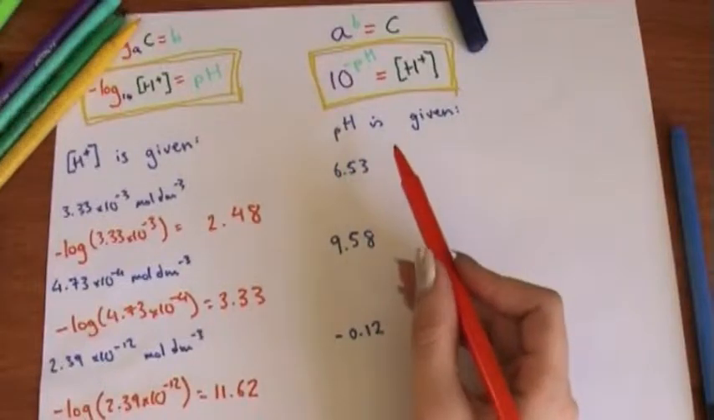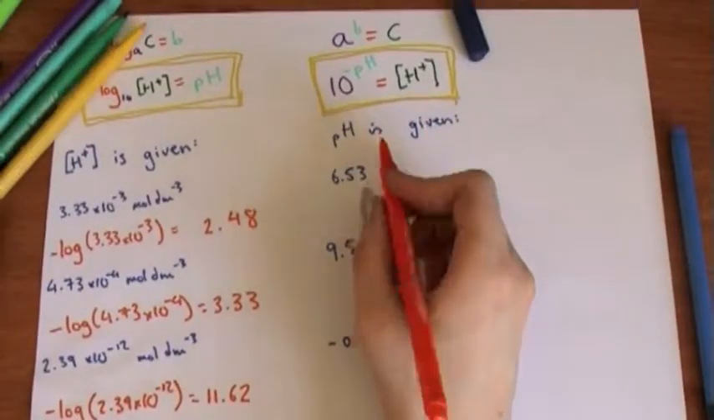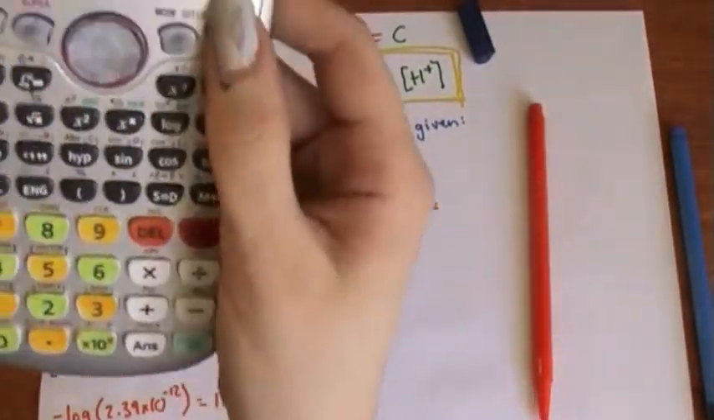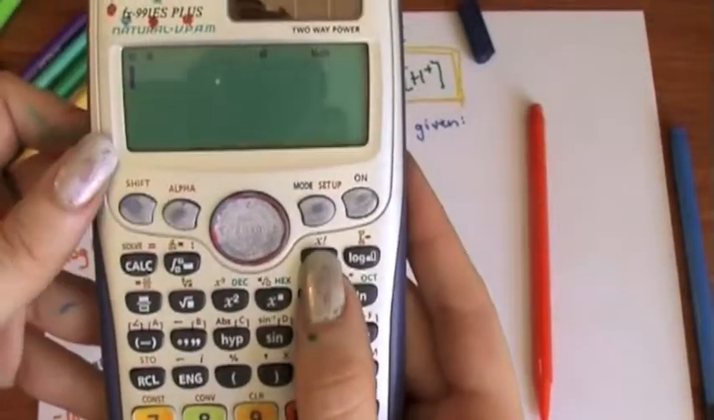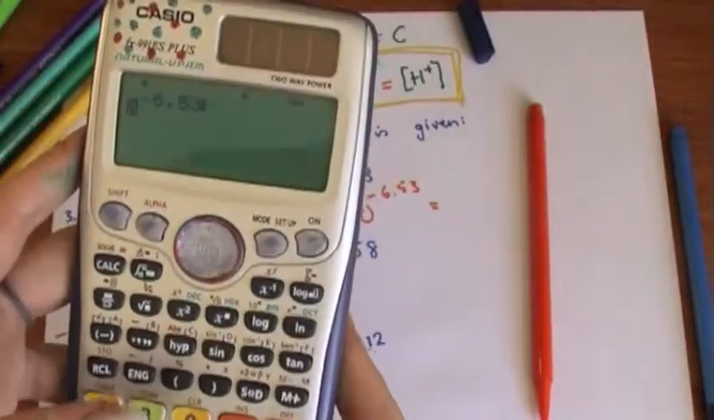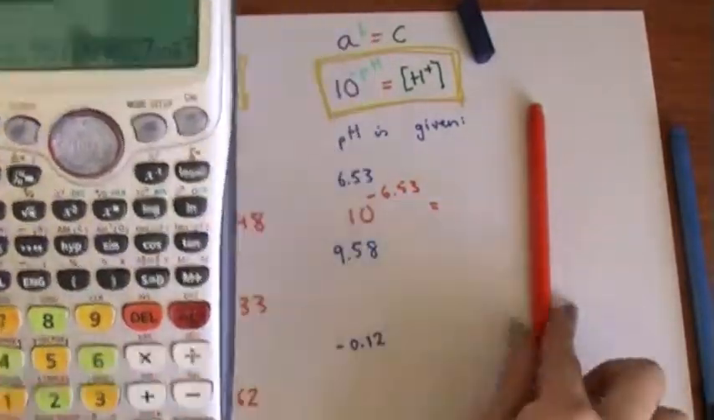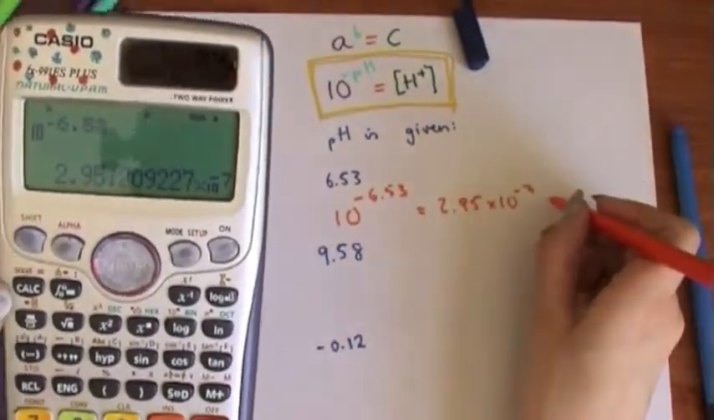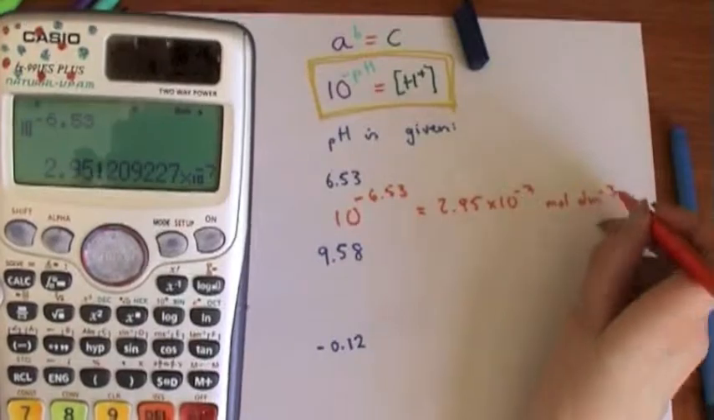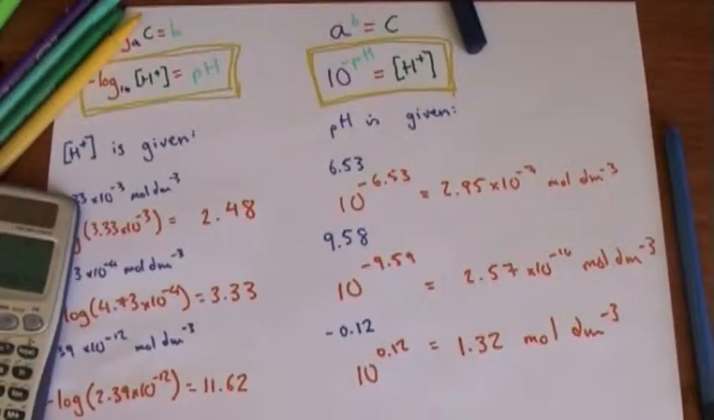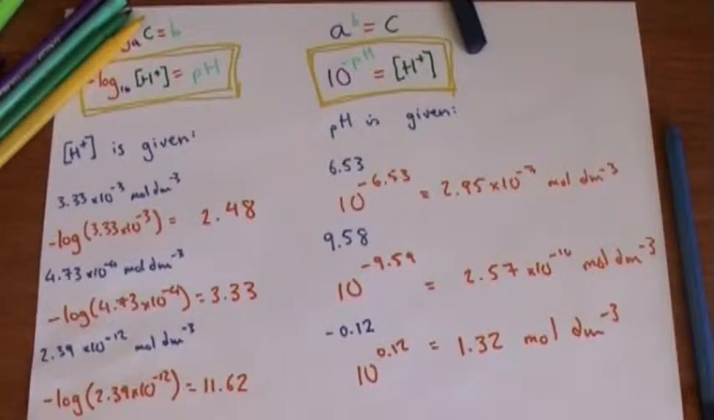Then here, our pH has been given, so we're going to use this equation. 10 to the minus 6.53. If you press shift log, it comes up 10 to the power of something, is equal to 2.95 times 10 to the minus 7. It's really important that you put the units, moles per decimeter cubed. And then you can do the rest of those. So those are some simple examples for when you're given the pH and for when you're given the concentration of H+.